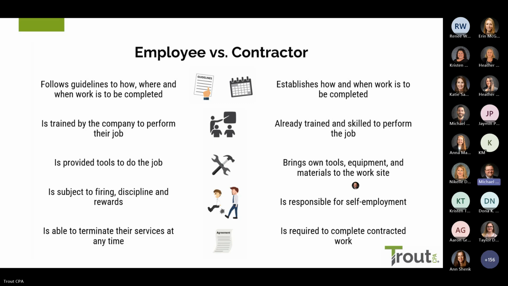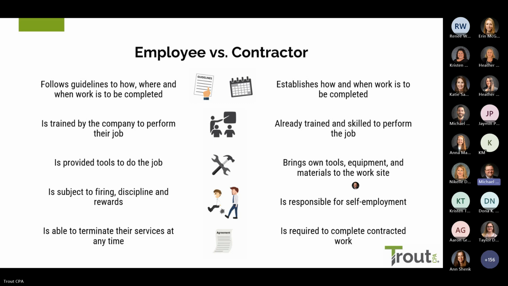An employee follows guidelines on how, where, and when work is to be completed. They don't really have the autonomy to make a decision on their own. Whereas a contractor establishes how and when work is to be completed. They have almost complete autonomy within reason.